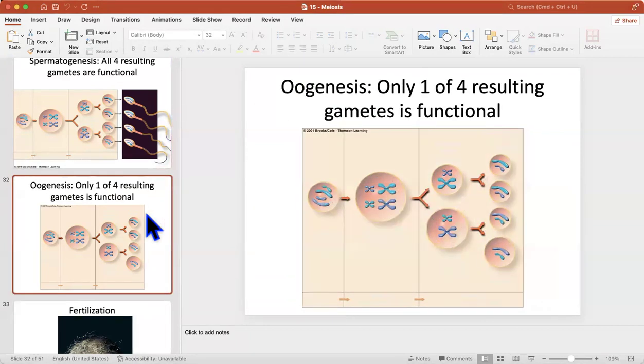And if you produce eggs, there's oogenesis. Oogenesis produces eggs. It's a little bit different, because in oogenesis you don't produce 4 eggs, you only produce 1. Okay, let's stop here.